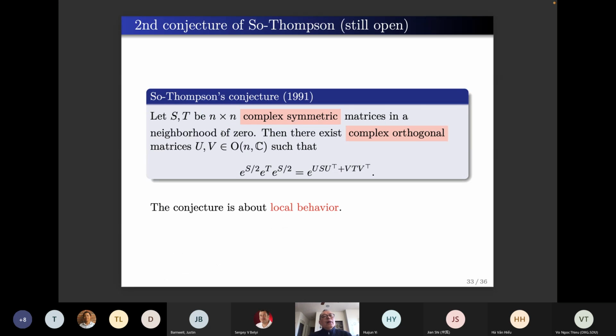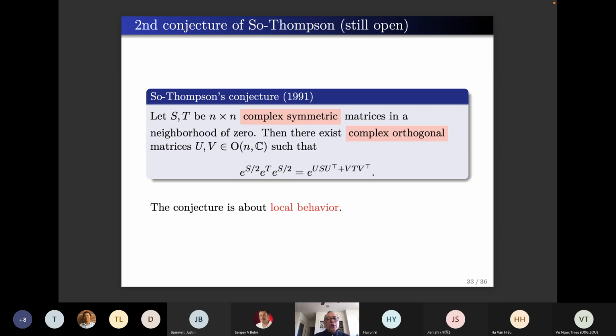Second, we would like to talk about the second conjecture of So and Thompson. I had a conversation with Wasin So late last year, I believe in December. I asked him whether the conjecture is still open, and he told me yes, it is still open. He would like to see it solved. Back in 1991, So and Thompson mentioned two conjectures. They solved the first one, and the second one is still unsolved.